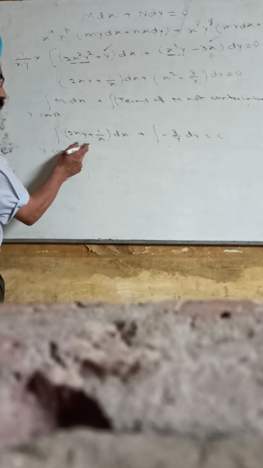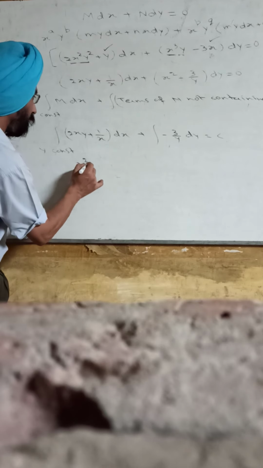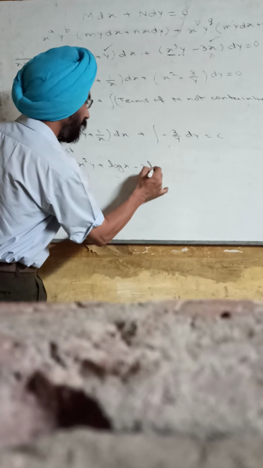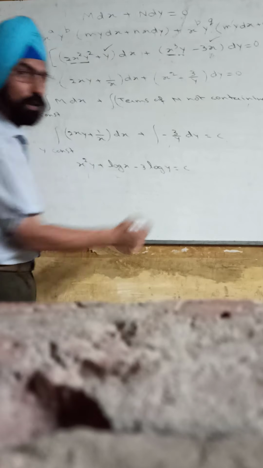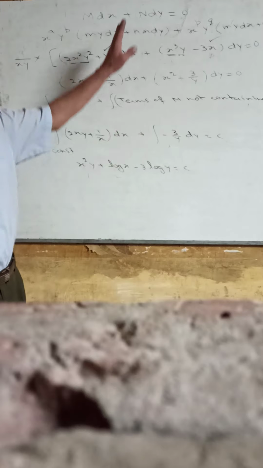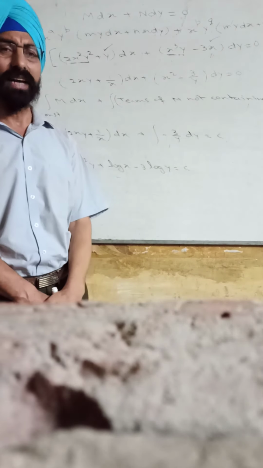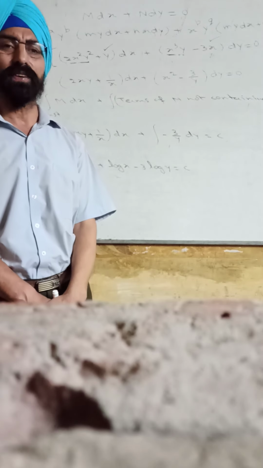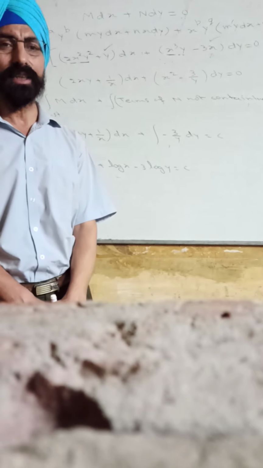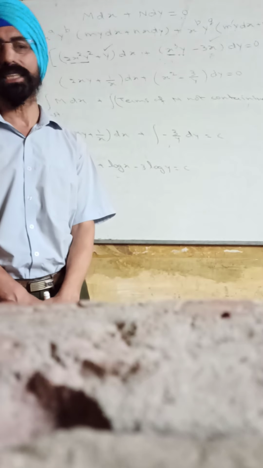That means the solution is, now you have to integrate with respect to x. So it will become x square y plus log of x minus 3 log of y is equal to the constant of integration. So this will be the solution of the given differential equation. So in this way we have discussed the 5 rules to solve a given differential equation which is not exact but can be converted into an exact differential equation. So here we stop this topic.